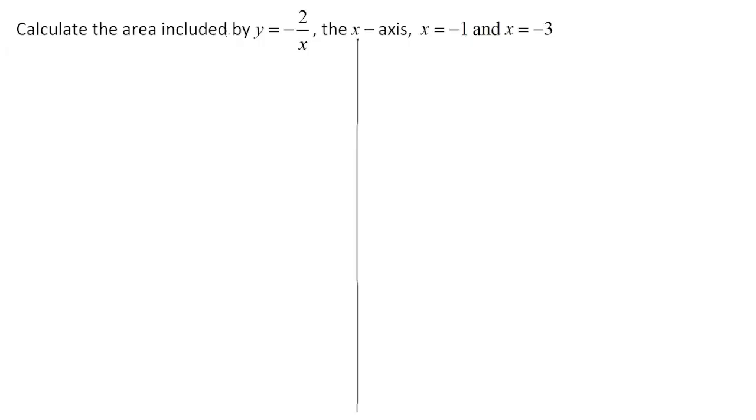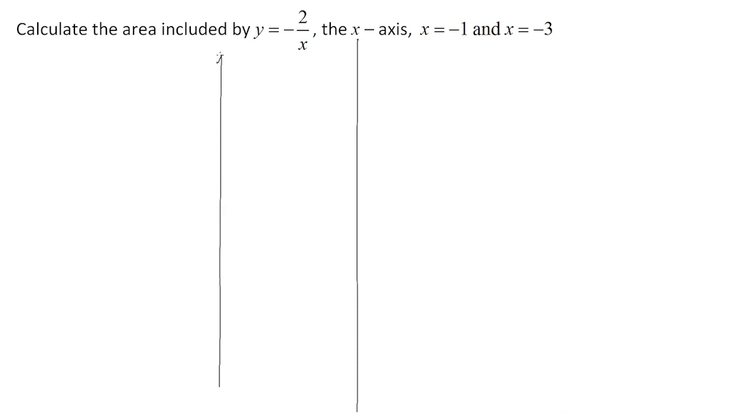Calculate the area included by y is equal to negative 2 over x. That already tells me that we have here a hyperbola. The x-axis, where x is negative 1 and x is negative 3. In other words, we need to sketch that hyperbola within those 2 values. So let's start sketching the graph first, because that is what we need to do first.